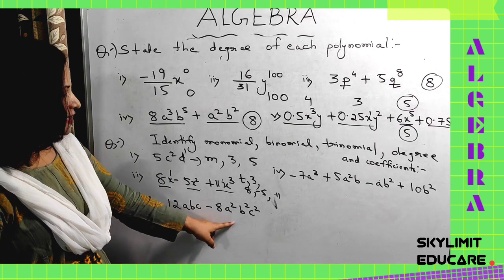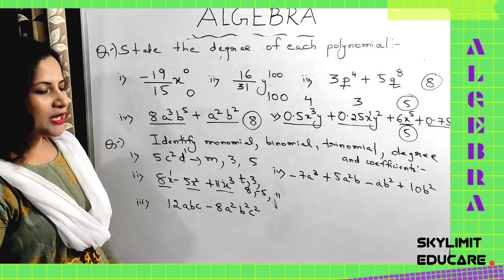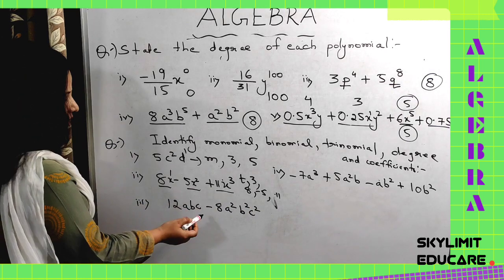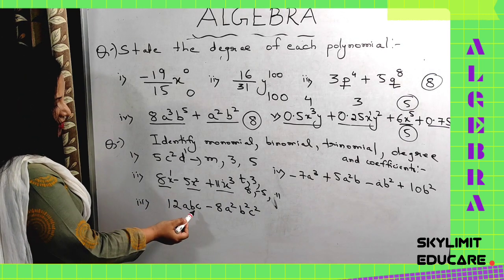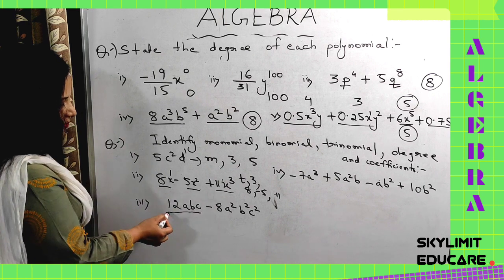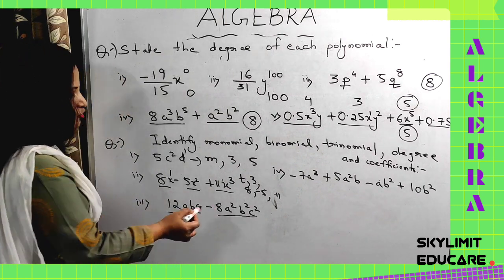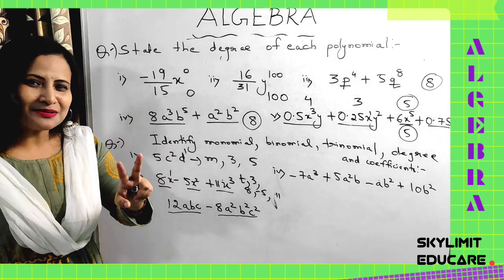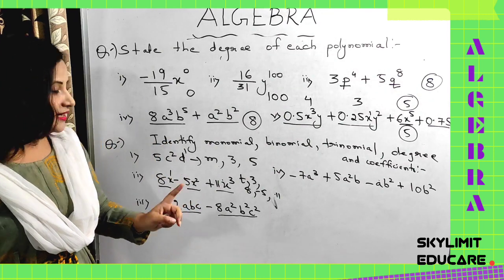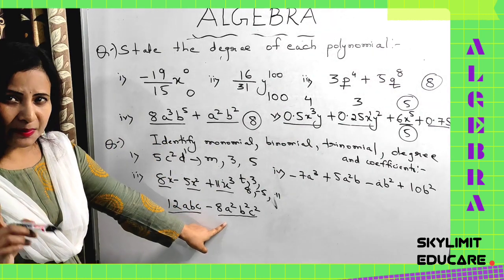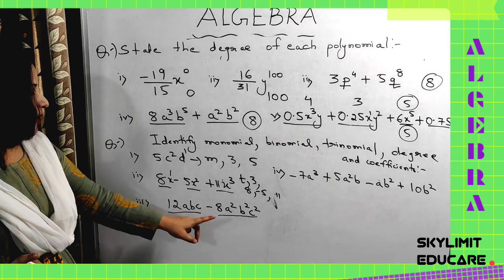12abc minus 8a squared b squared c squared. Obviously you can see here after this term there is a minus sign. So this is one term and this is the second term. So what will this come under? Having 2 terms, it is what? Binomial. Remember it? Clear? So it's a binomial.